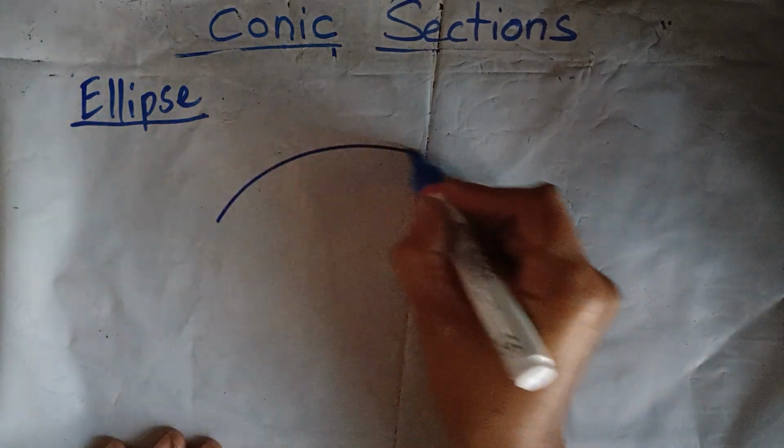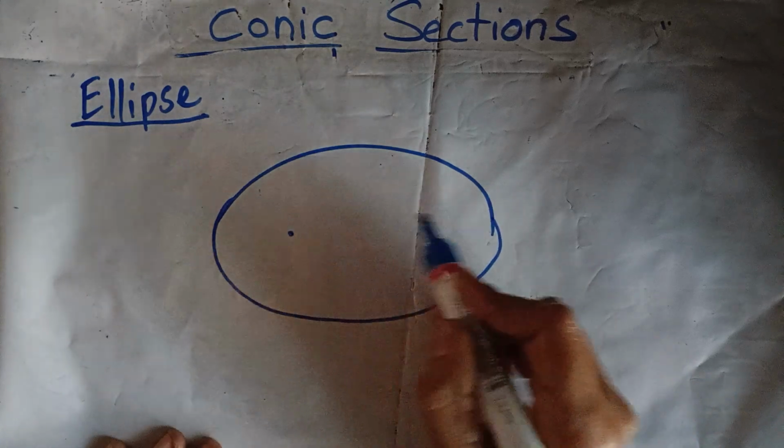Hello students. So today we are going to learn about an ellipse. An ellipse is the set of all points in a plane, the sum of whose distances from two fixed points in a plane is a constant. So an ellipse has a shape like this.